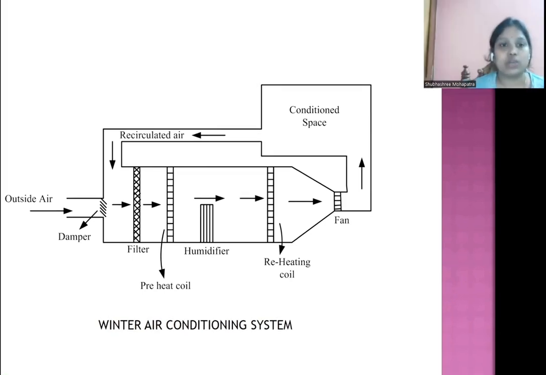The question is, why are we adding the outside air? Because when we are sending the conditioned air to the conditioned space, the oxygen in it will be consumed by the occupants present there, and the CO2 amount will increase. So for that purpose, we are adding some portion of the outside air. Then why are we using recirculated air? To save the energy consumption of the coil. For that purpose, we are using the recirculated air.